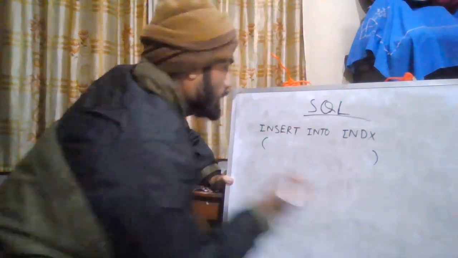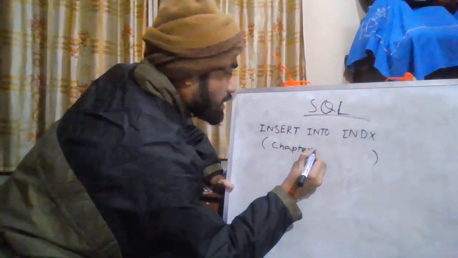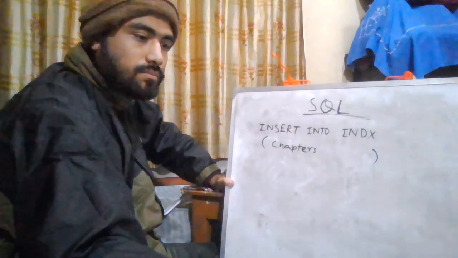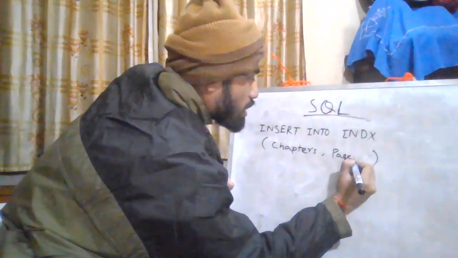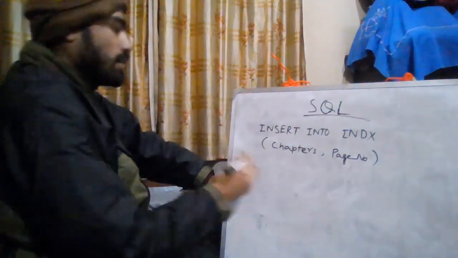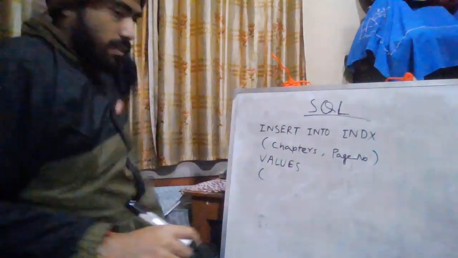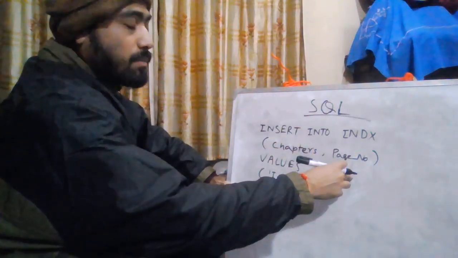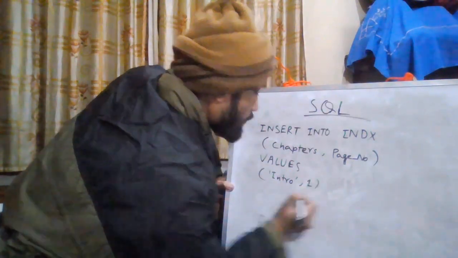Then within the column bracket you have to write the column names, chapters. Okay, you're writing chapters, then comma, you write page numbers. So this is the order you are going to follow while inserting. Now values. Now chapter intro. You have written chapter comma page number, so you cannot write page number first. Okay, intro comma page number is 1. Fine.